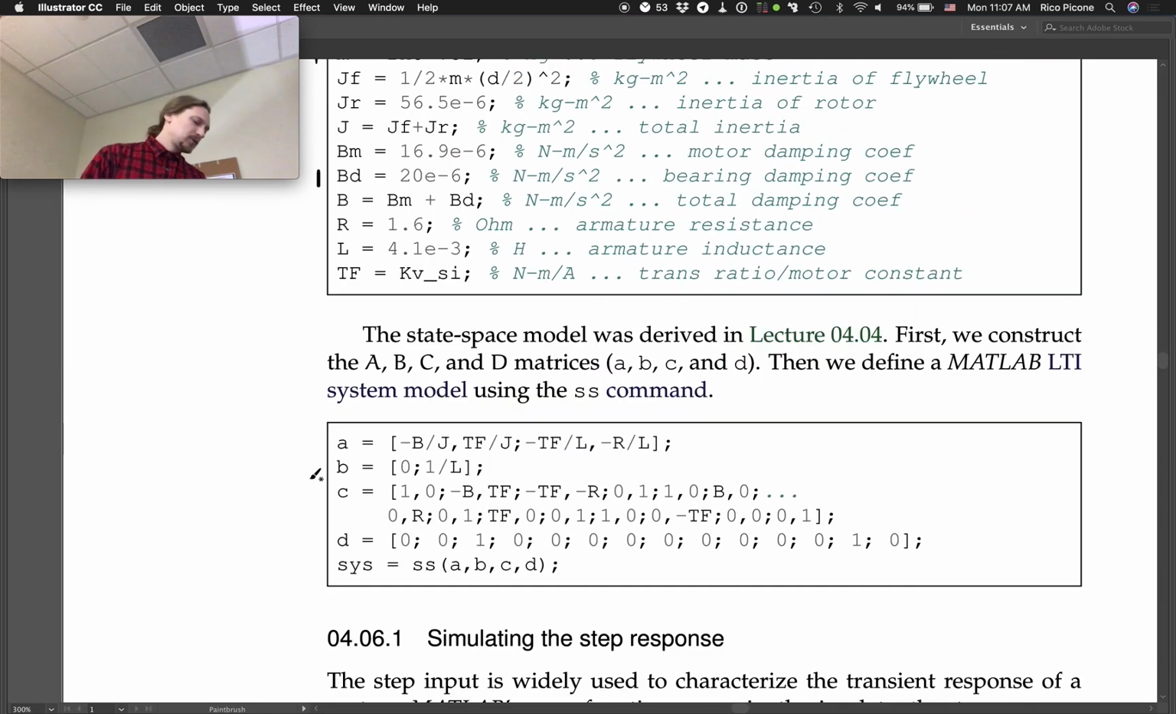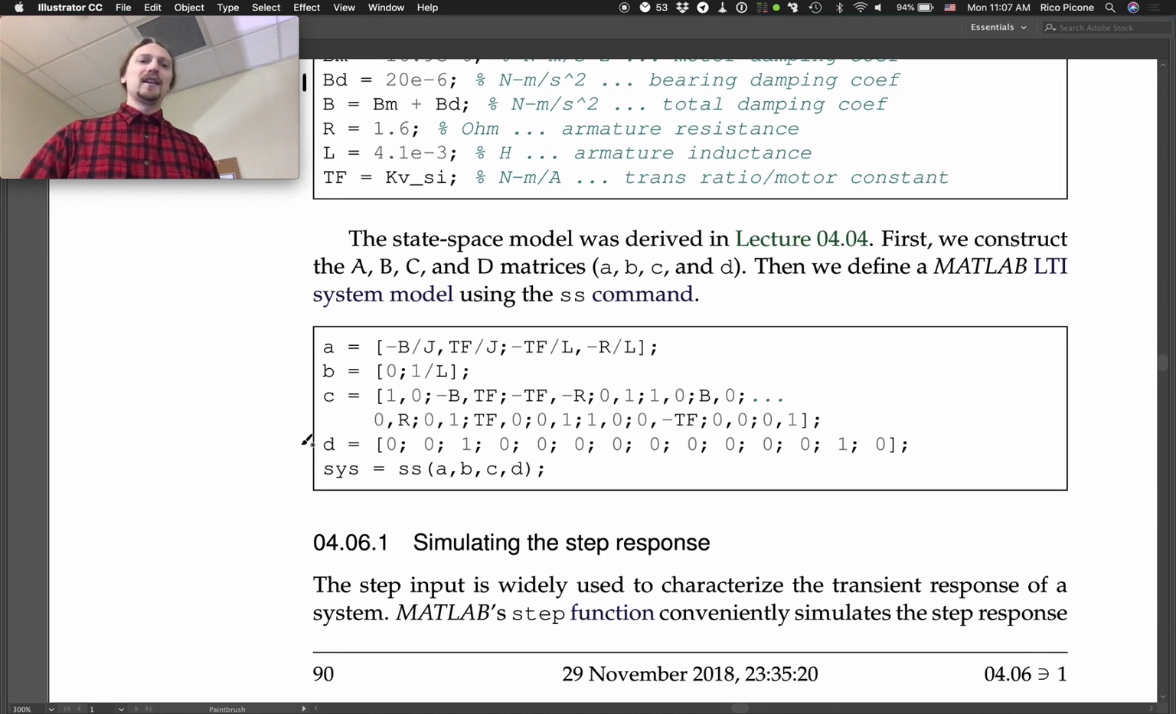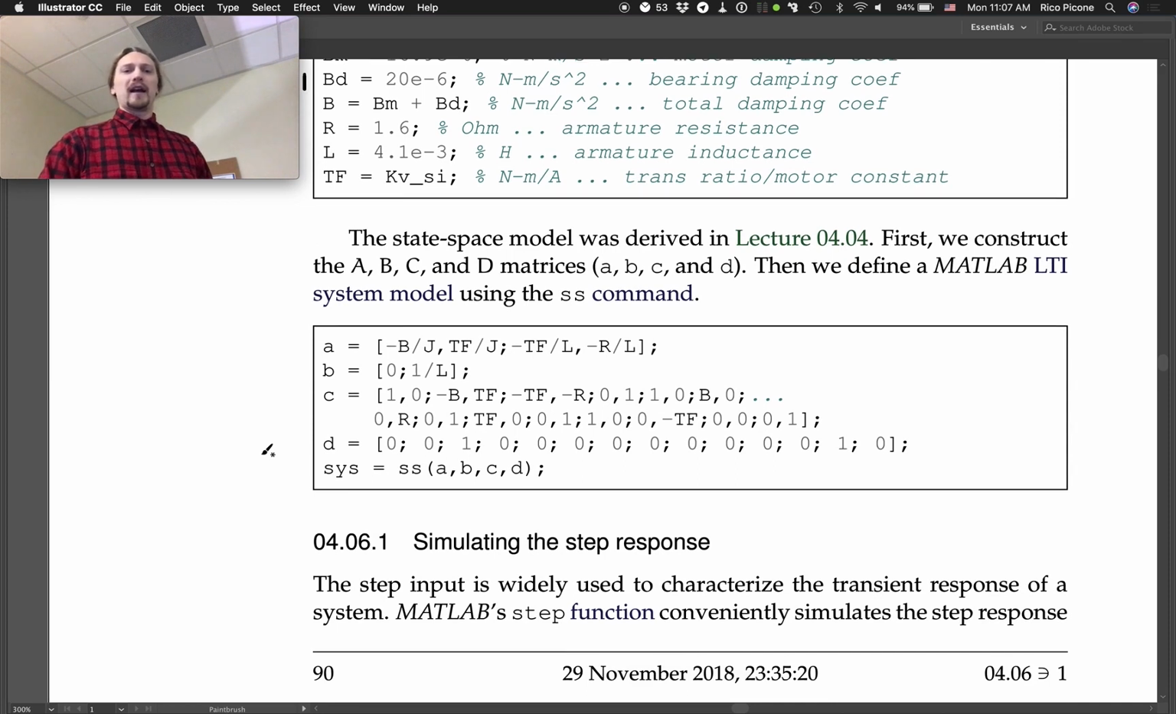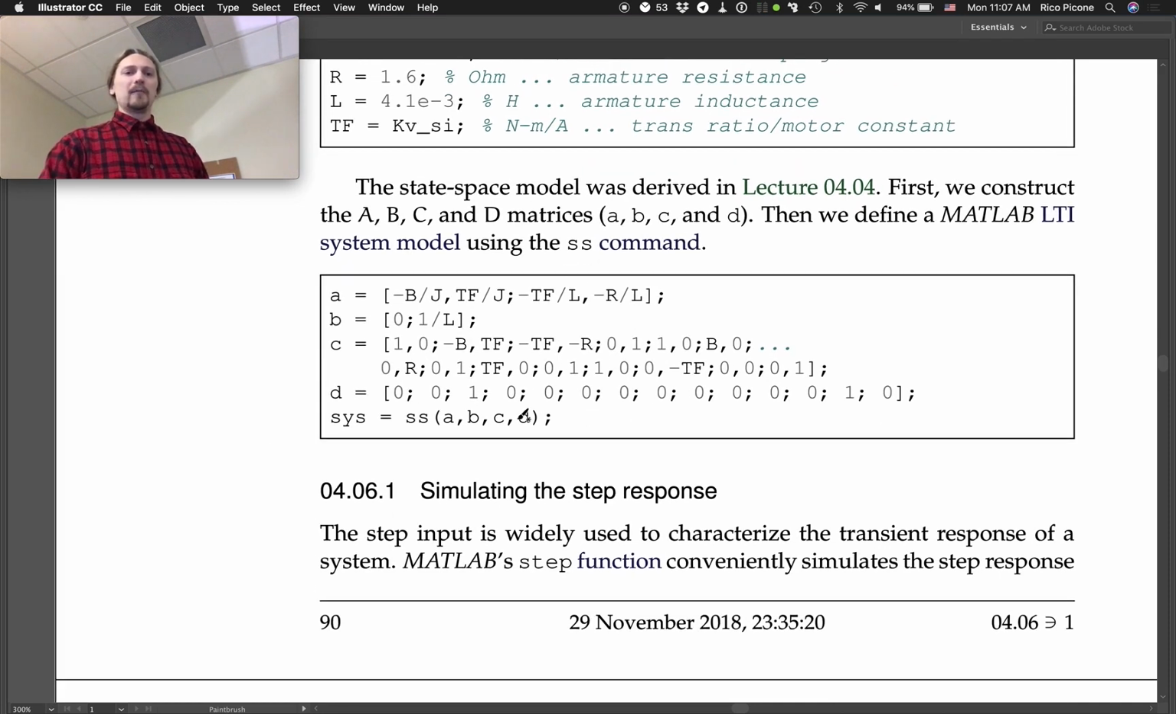And what we're going to do is form a state space model in MATLAB, and we're going to simulate this thing, okay? So this is the first time we've actually seen this, and it's so easy. I feel like I should have shown you earlier because it's so easy to do. So what we do is we just define our A, B, C, and D matrices, which were defined in lecture 4-4, so we already have them. We just write them out in MATLAB code.